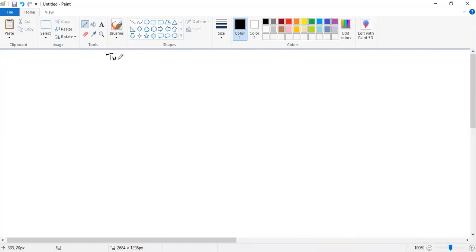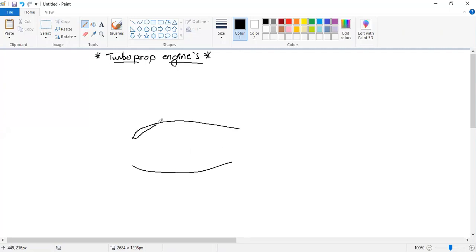Let us start with turboprop engine. See, what are basically turboprop engine? They are turbojet engine in which we have added the propeller. So when we draw the turbojet engine, it is something like this, right? This is the engine. This is the inlet part.